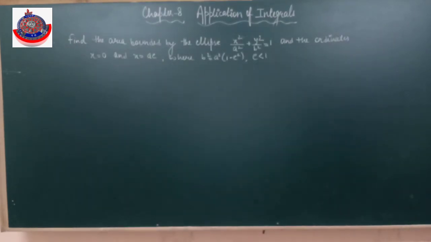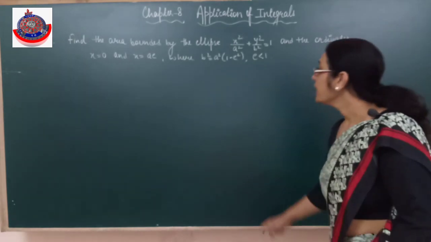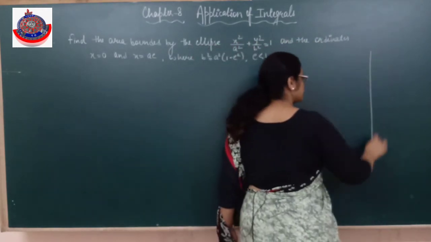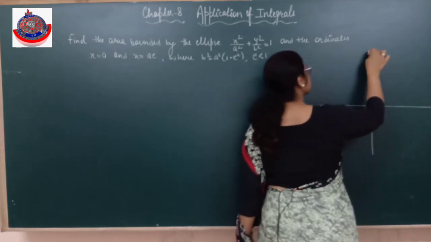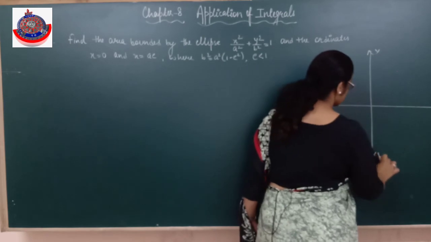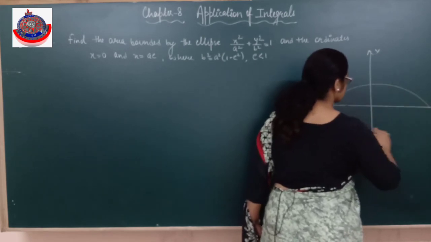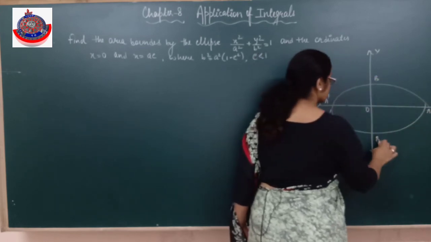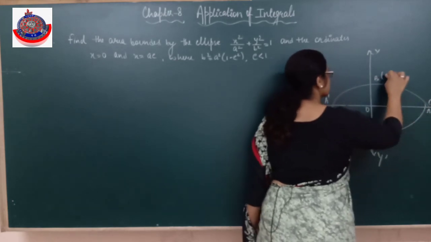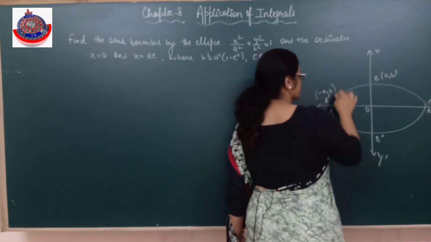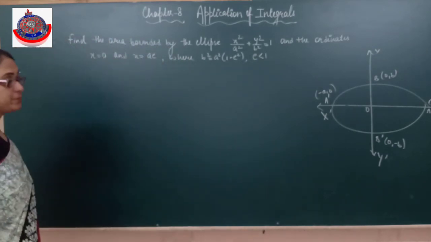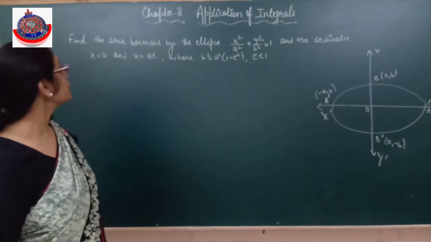Just pick up the last question of this topic. Find the area bounded by the ellipse, this, and the ordinate x is equals to 0 and x is equals to a. Now nothing is given whether a is greater or b is greater, so I'll take it as a standard ellipse, the horizontal one. Now this says you have to find the area bounded by the ellipse, the ordinates x is equals to 0 and x is equals to a.